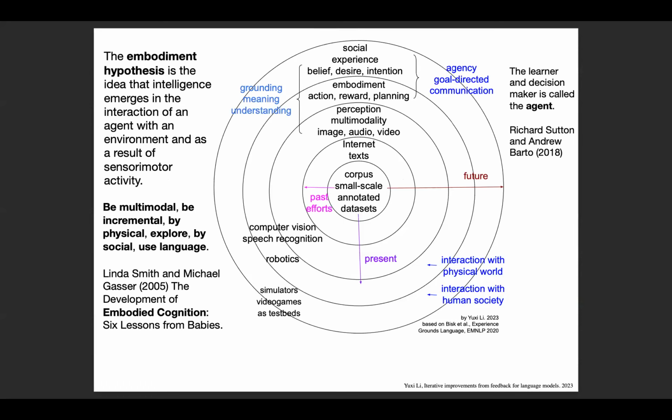Okay, there are 5 word scopes from the labeled text to internet text to multimodality to embodiment. Embodiment means interaction with the physical world and the social interactions. So we need all those things to have a very good language model. Say for grounding, for agency, we need those elements to learn a good language model.